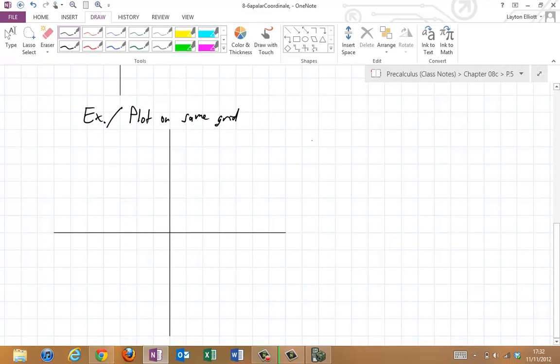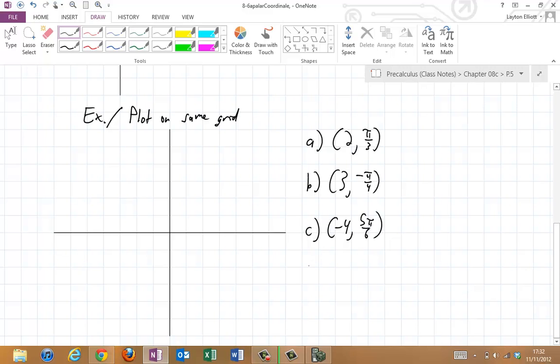And we're going to plot these ordered pairs. (2, pi over 3), (3, negative pi over 4), (negative 4, 5 pi over 6), and (negative 2, negative 2 pi over 3).